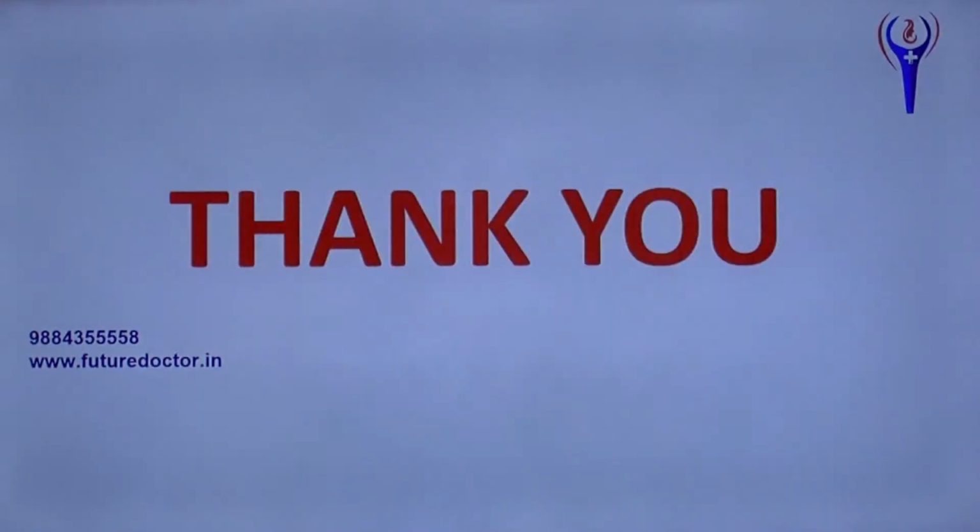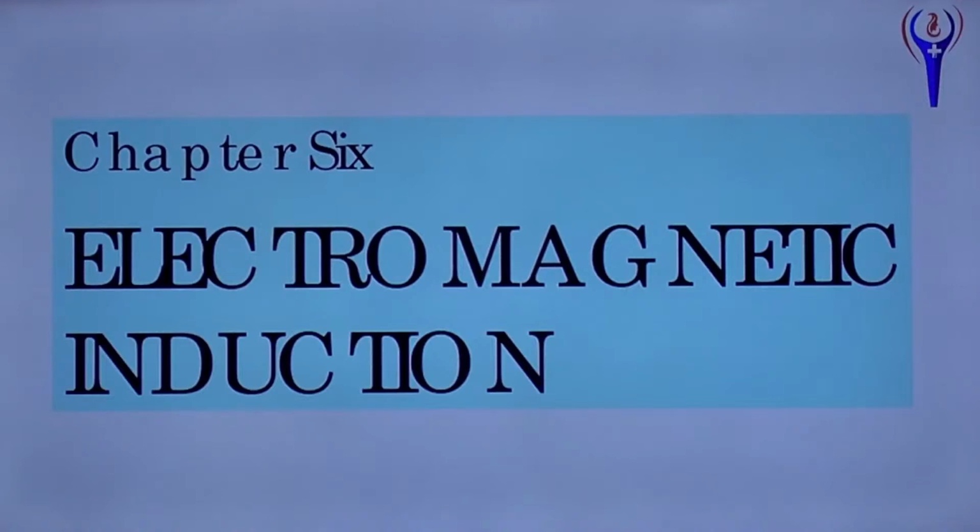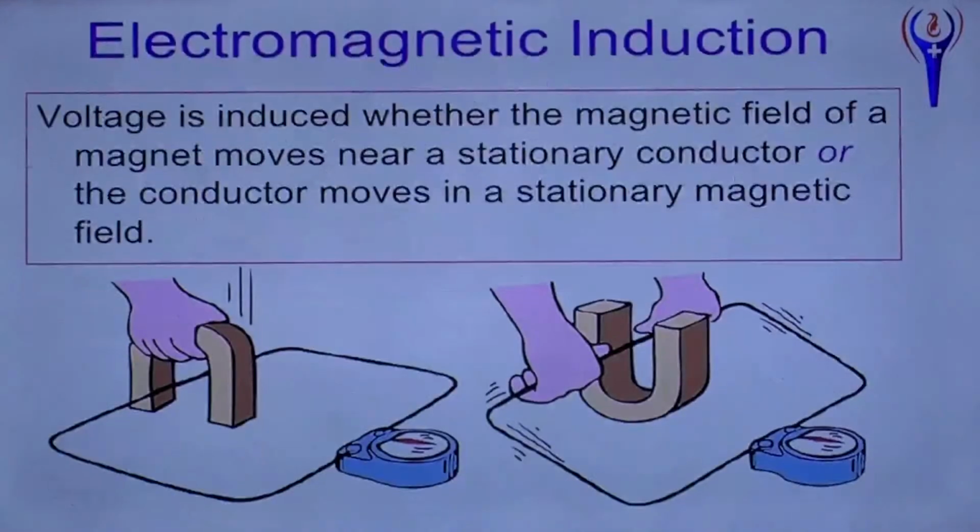Okay, so chapter 5 is over. Let's move to chapter 6, electromagnetic induction. As we have discussed already, we are concentrating first on theory for the crash course, and then we will do problems. Electromagnetic induction: voltage is induced whether the magnetic field of a magnet moves near a stationary conductor or the conductor moves in a stationary magnetic field.